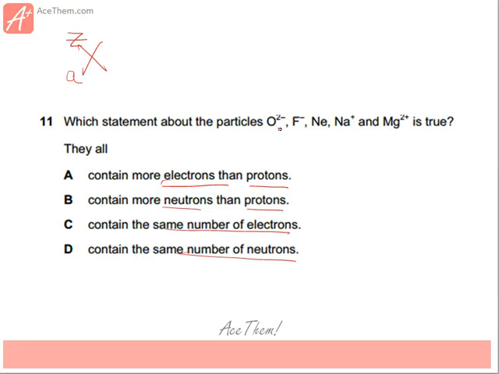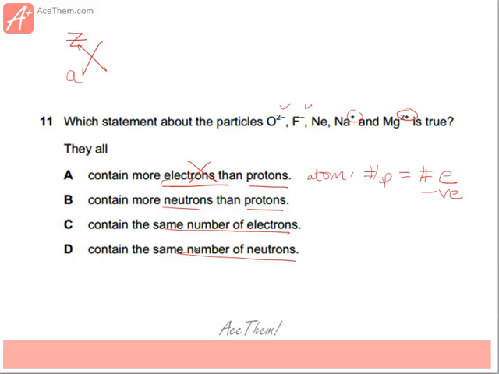One thing we can notice very easily is that option A, containing more electrons than protons, cannot be right. Why? For a regular, non-charged atom, the number of protons must be equal to the number of electrons. If you've gained electrons in order to get more electrons, then you must become negatively charged. So O2 minus is right, F minus is right, but we have some positive charges, so this cannot be right.